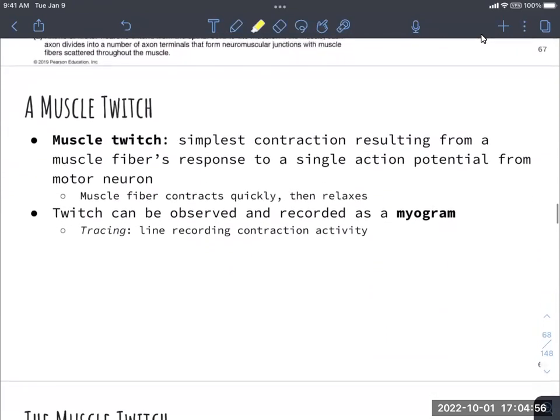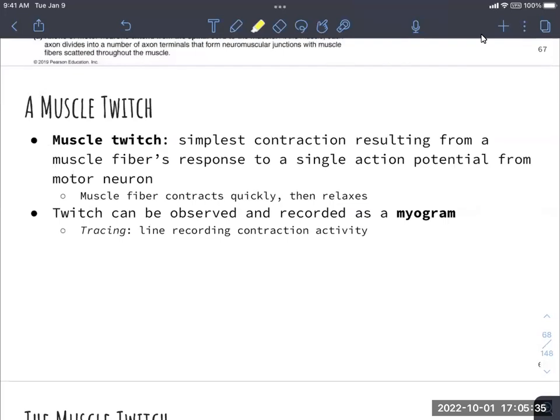So what is a muscle twitch? A muscle twitch is when only one action potential is sent to that muscle unit and you get one small contraction. If you've ever had a muscle twitch in your body for some reason, then you kind of know what I'm talking about. But we get one action potential sent, so there's one short contraction and it's done. That is what a muscle twitch is.